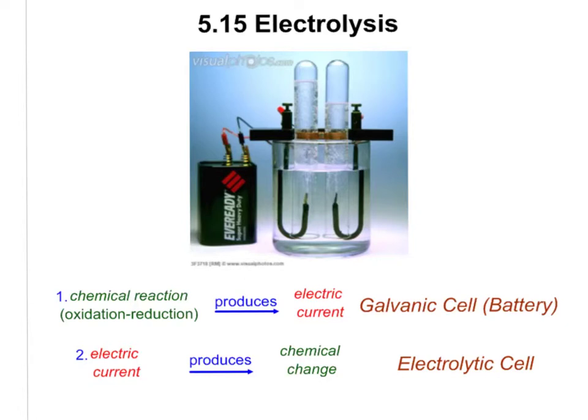If you'll recall from the last few videos, we've been talking about redox reactions producing electric current, like batteries. Galvanic cells is what we call those, right? Now we're going to finally talk about what happens when we do the reverse, when we take an electric current and make a chemical change happen. That's called electrolysis, and things that do that are called electrolytic cells.